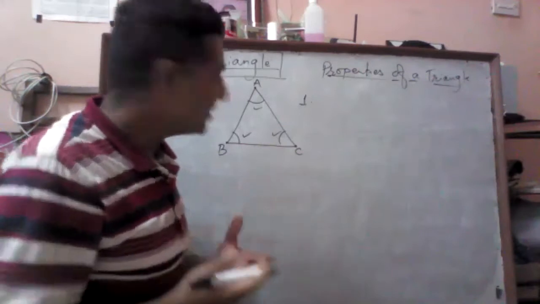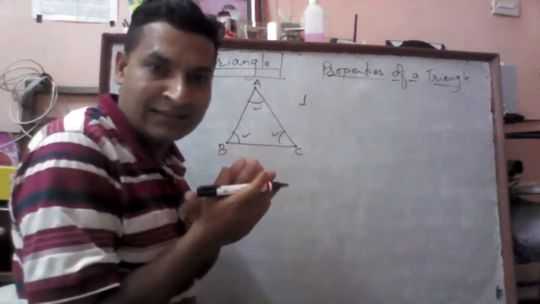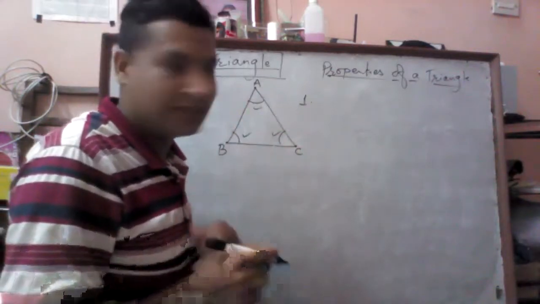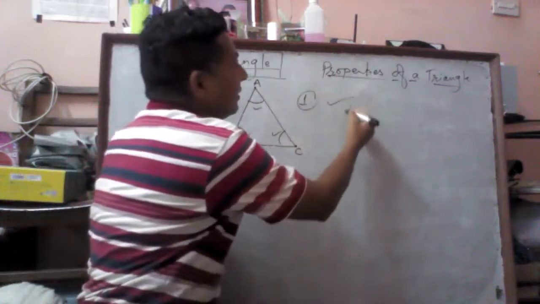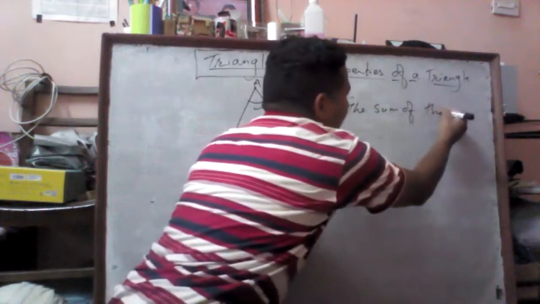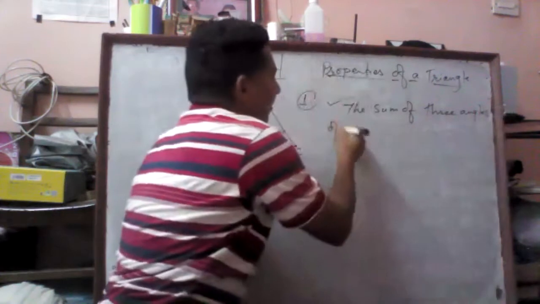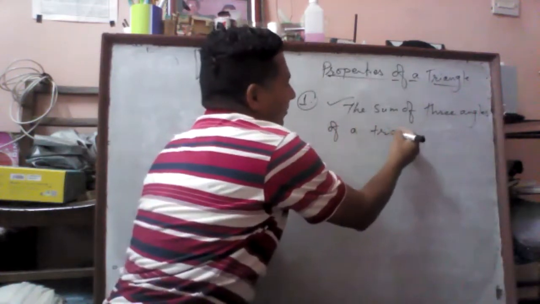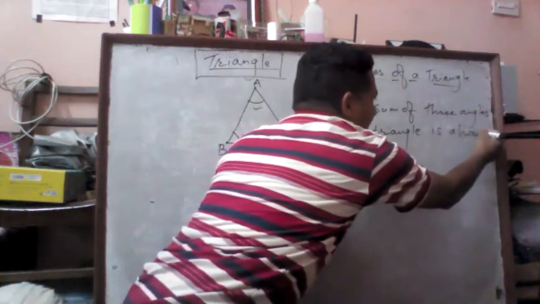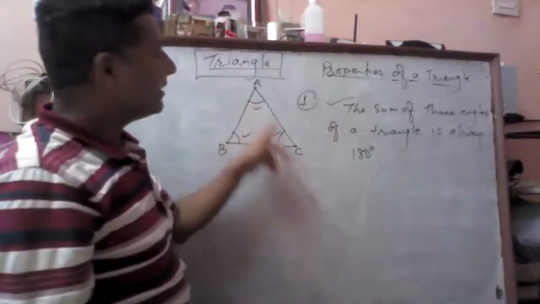I think you already know it. If we measure these three angles and add them, the sum of these three angles will be exactly 180 degrees. That is, the sum of three angles of a triangle is always 180 degrees. These are the interior angles actually.